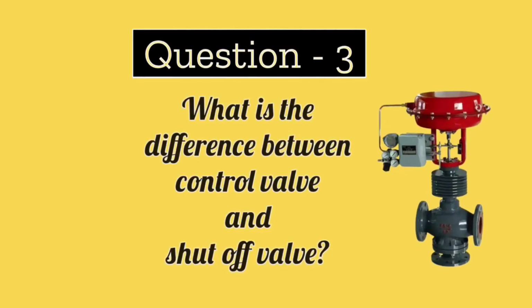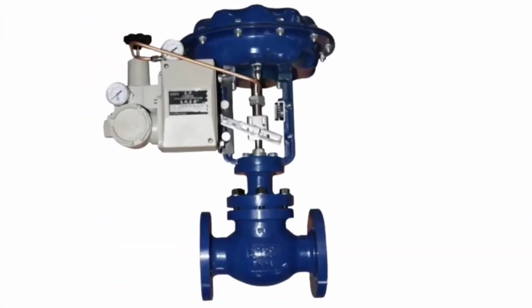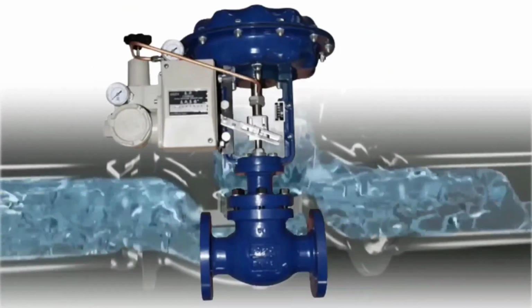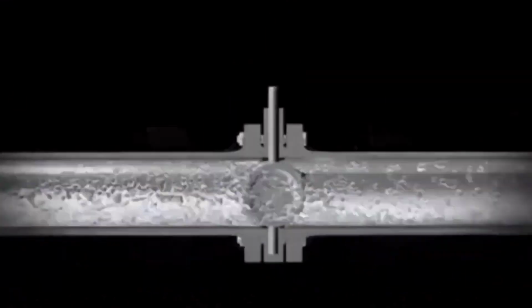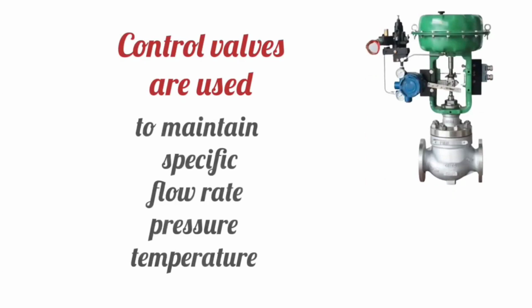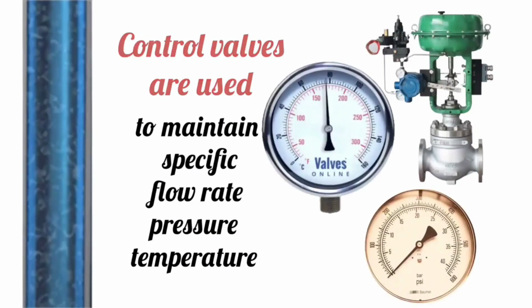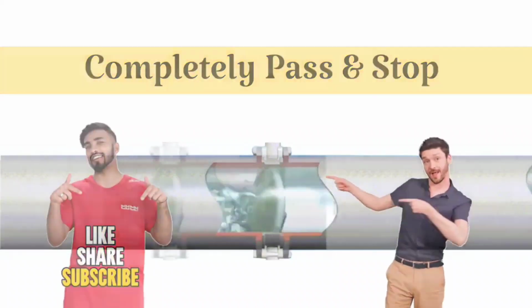Let's take the next question. What is the difference between a control valve and a shut-off valve? Control valves are used to regulate the flow of fluid, while shut-off valves are used to completely stop the flow of fluid. Control valves are used to maintain a specific flow rate, pressure, and temperature, while shut-off valves are used in the process system to completely pass and completely stop the flow.